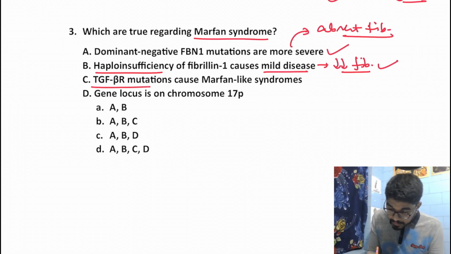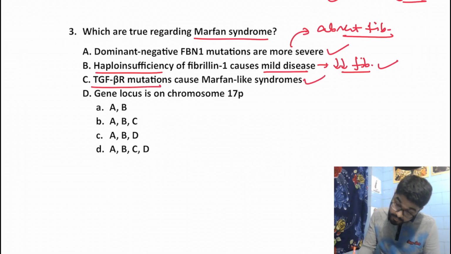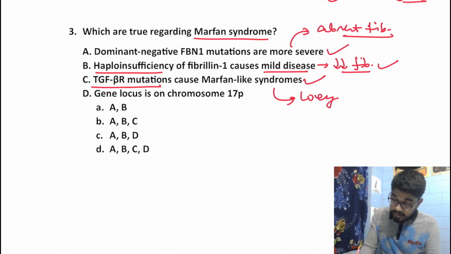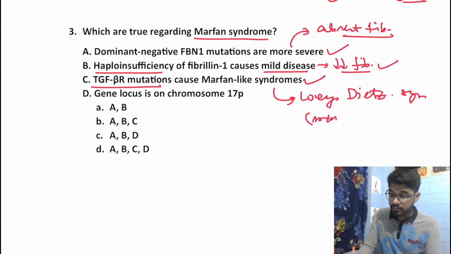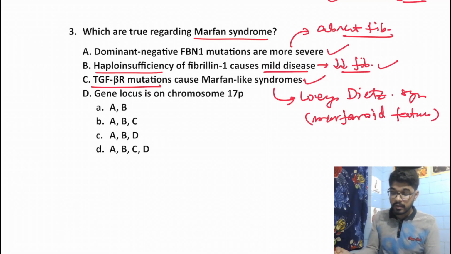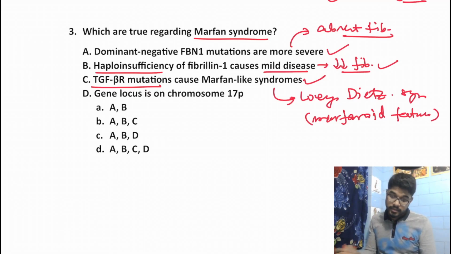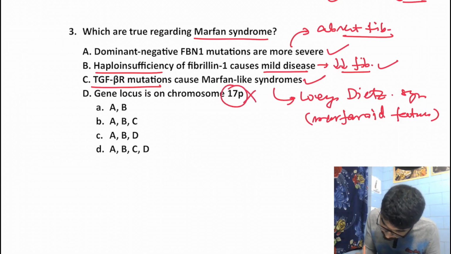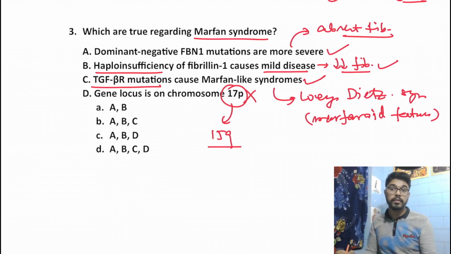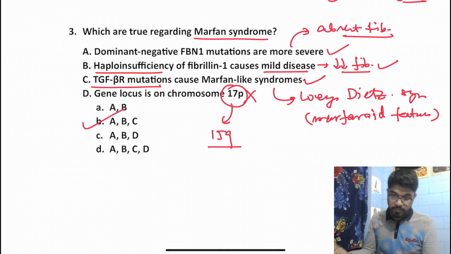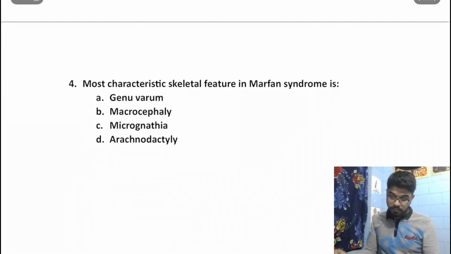TGF beta receptor mutation causing Marfan-like syndrome, that's a true statement. In Loeys-Dietz syndrome, we do get Marfanoid features, right? So that's a true statement. Gene locus is on chromosome 17p. That's a false statement. The gene locus is in 15q. For Marfan syndrome, the gene locus is in 15q. So the answer should be A, B and C. B should be our answer. Okay. Moving on to the next question.